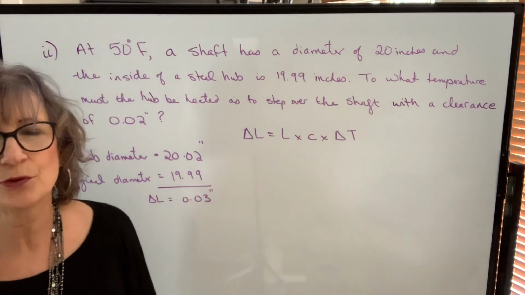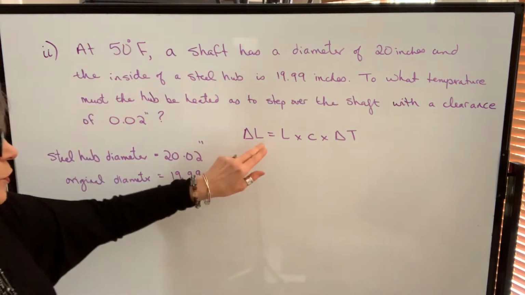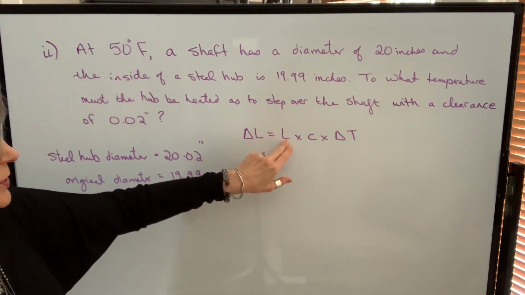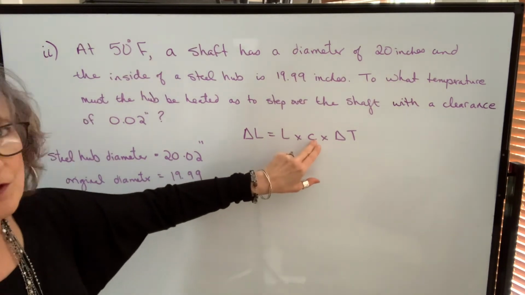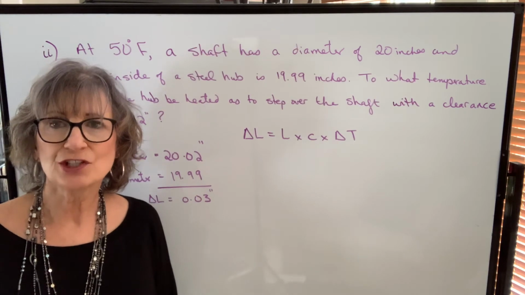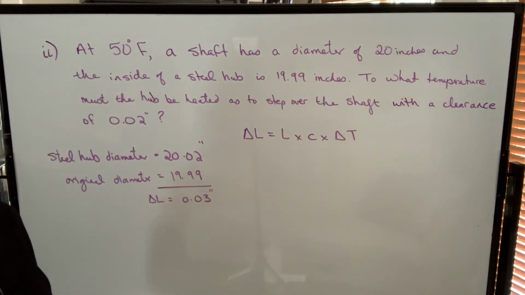We want to increase it by 3/100ths of an inch. So we know the change in diameter, we know the original diameter, we know the coefficient. What we're going to find is the change in temperature, and once we find that change in temperature, then we can find the new temperature. So now I'm going to plug into my formula.